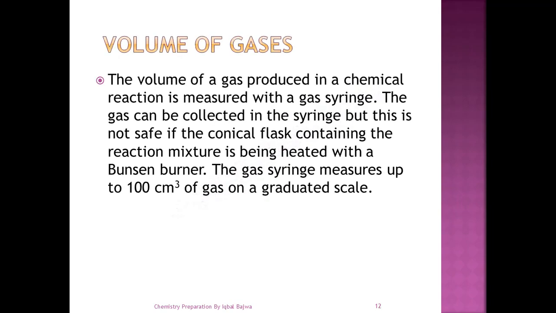Then volume of gases. The volume of gas produced in a chemical reaction is measured with a gas syringe. The gas can be collected in the syringe, but this is not safe if the conical flask containing the reaction mixture is being heated with a Bunsen burner. The gas syringe measures up to 100 centimeter cube of gas on a graduated cylinder.